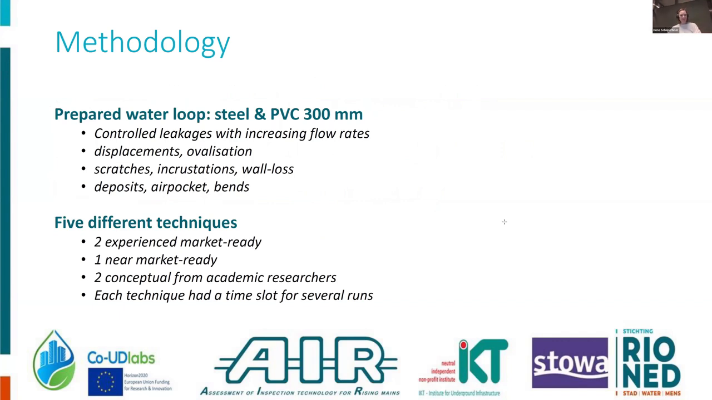So in this setup, we used a prepared water loop in the IKT large test facility. It was made of steel and PVC pipes of 300 millimeters. Into these pipes, we prepared some artificial damages. I will show you in the next slides how exactly these were prepared and where they are located. We asked 5 different techniques to do an inspection run in this laboratory test setup. There were 3 instruments from commercial parties that participated.